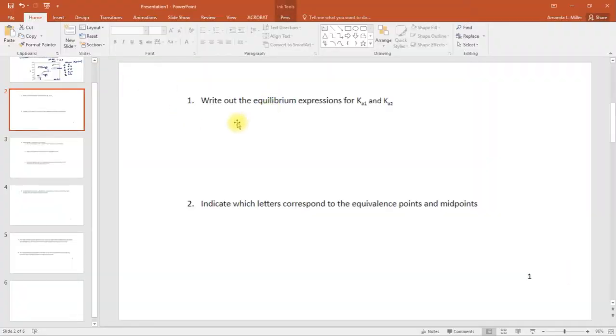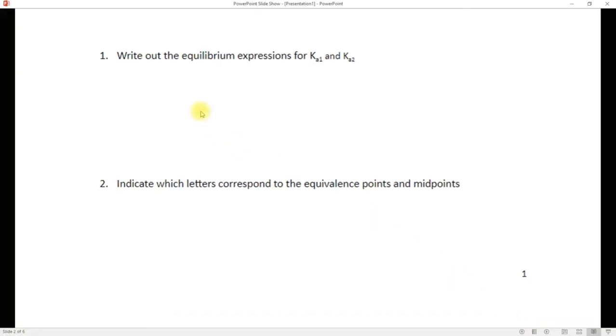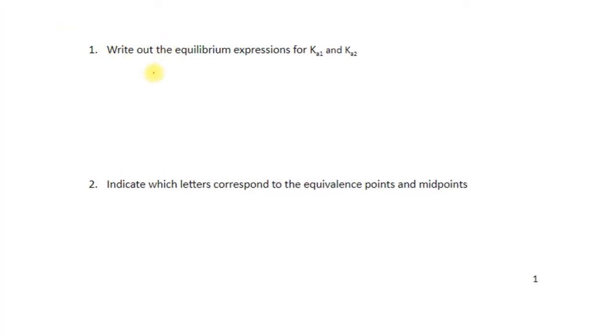Alright, so the next question, the first question, says write out the equilibrium expression for Ka1 and Ka2. Alright, so in order to do that, we need to write a reaction. The only way to have a Ka is if we know the reaction. So first off, I'm going to use that abbreviation H2A. This is for convenience instead of writing that big, long chemical structure for malonic acid.